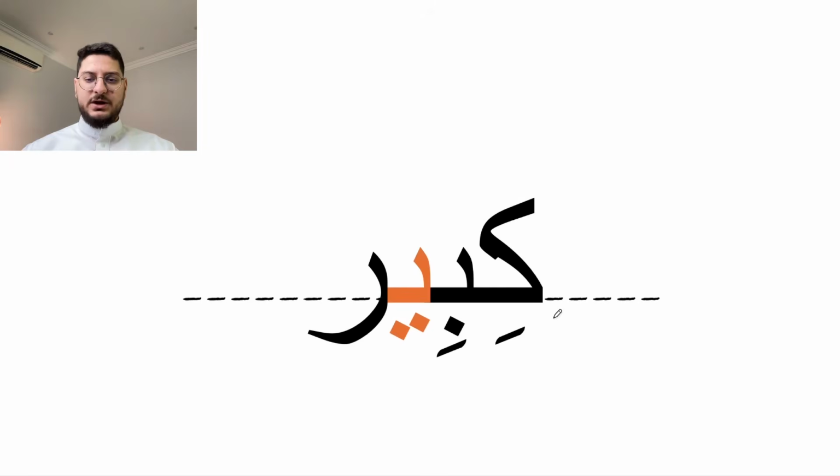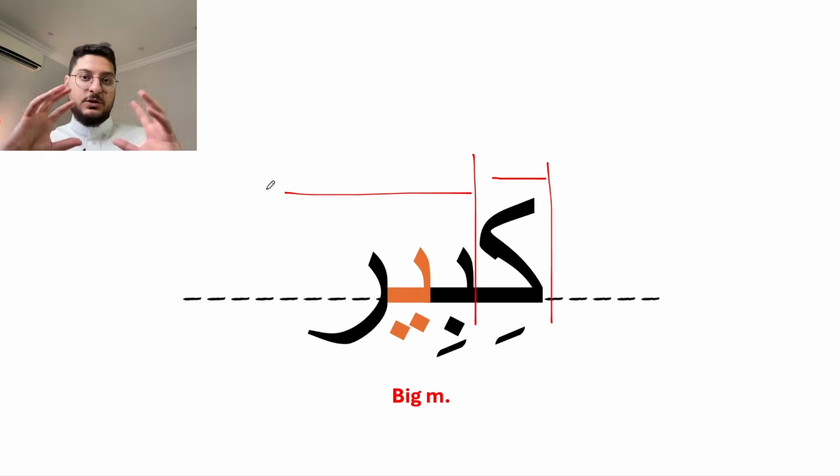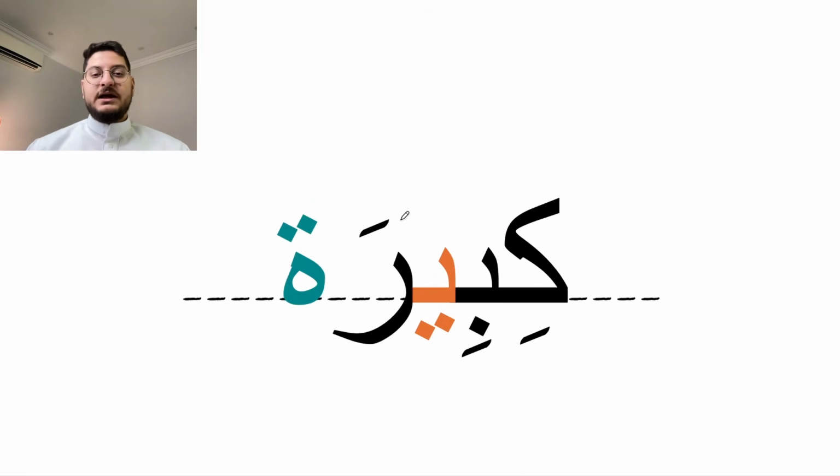Let's look at this word. I am splitting this into syllables. So the first syllable is ki, and then bir, kibir. Kibir means big, but I would only use it to describe a male or something that is masculine. What if I'm describing a female? Then I would add a ta marbuta, and it becomes kibira, which means big but feminine.